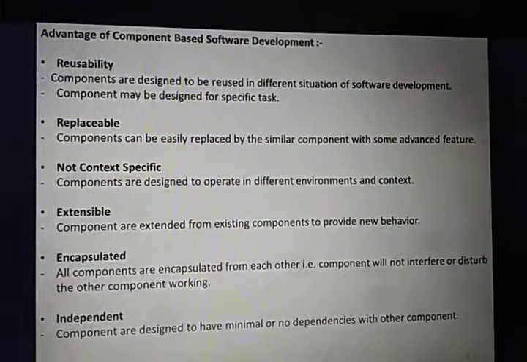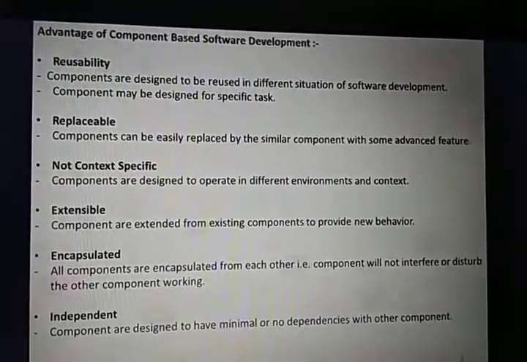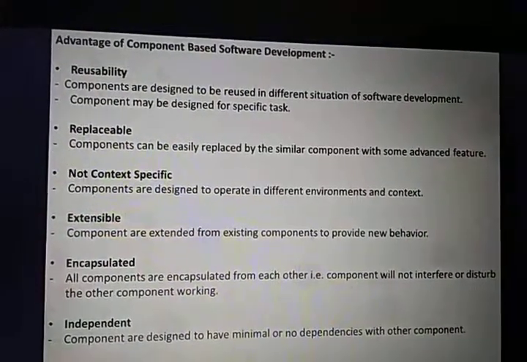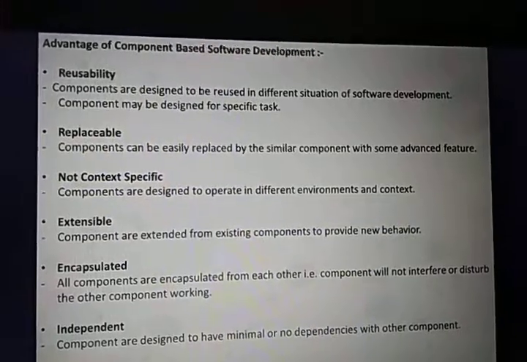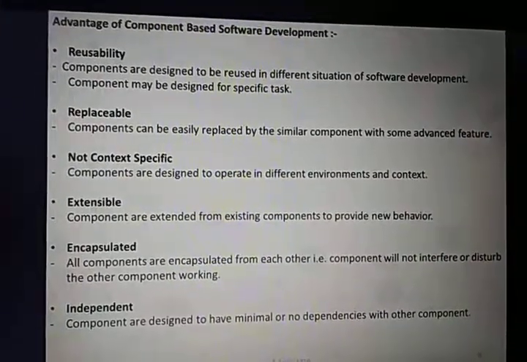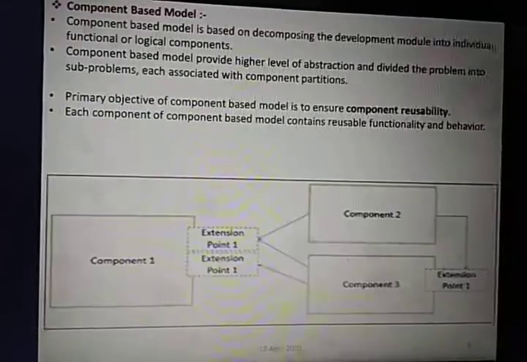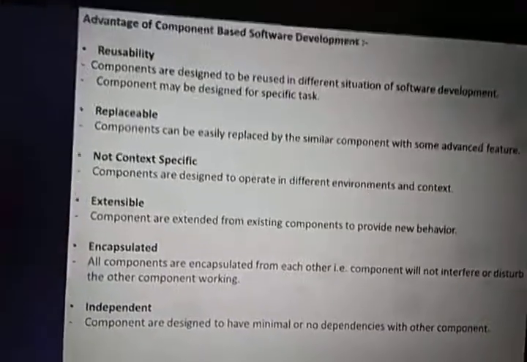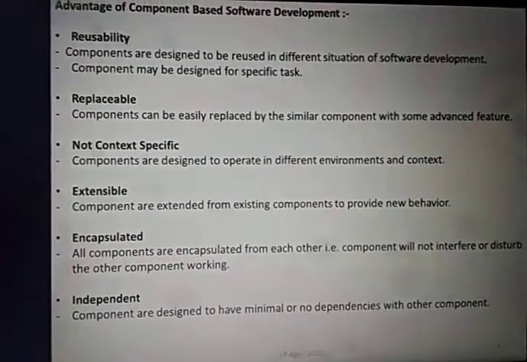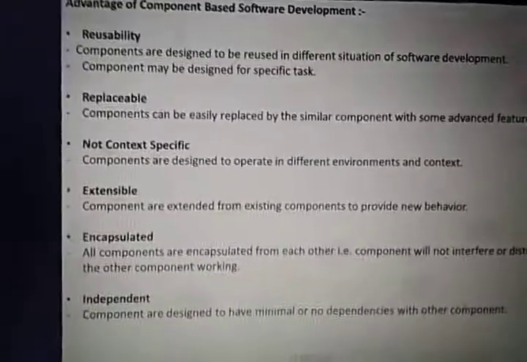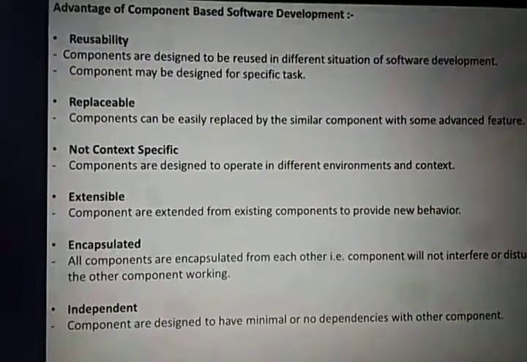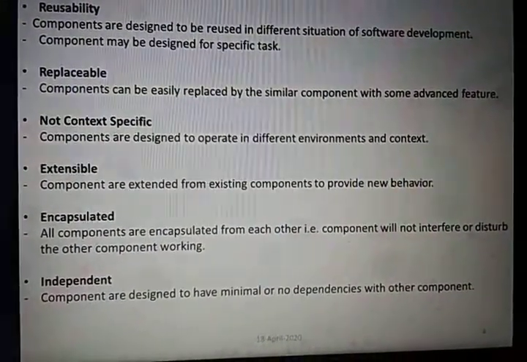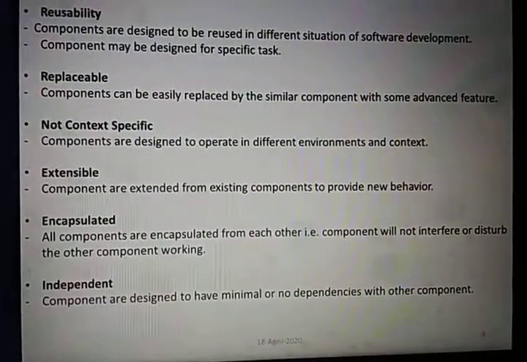After the software is developed based on the component based model, the software must run on every platform, that is Windows or Mac or Android phone, whatever the platform environment is, it must run. Extensible means components can be extended from existing components to provide a new behavior. We can add more features to whatever component we have and give it to the user. That extension is very easy.